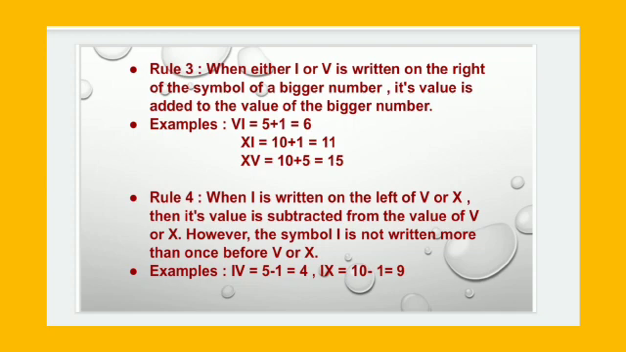I means 1, V means 5. That means we did the subtraction. Hence we write the smaller numeral to the left of the bigger numeral. Hence in the Roman numerals we write 4 as IV.